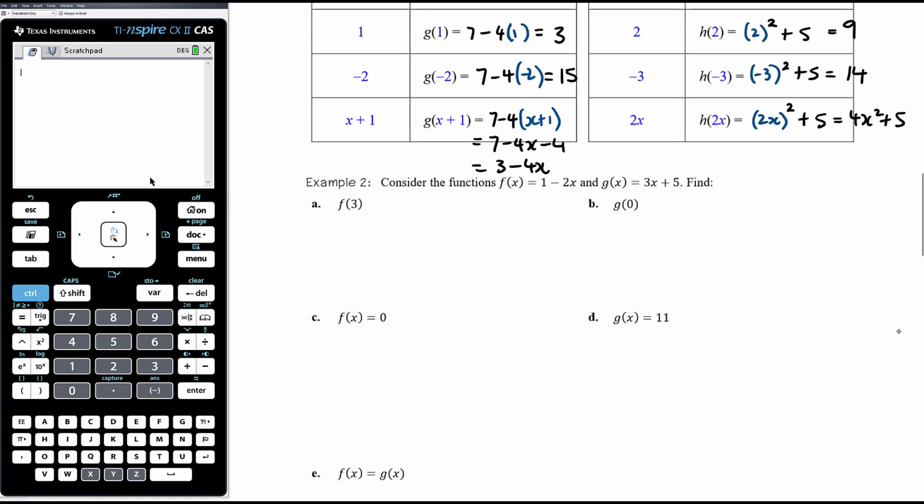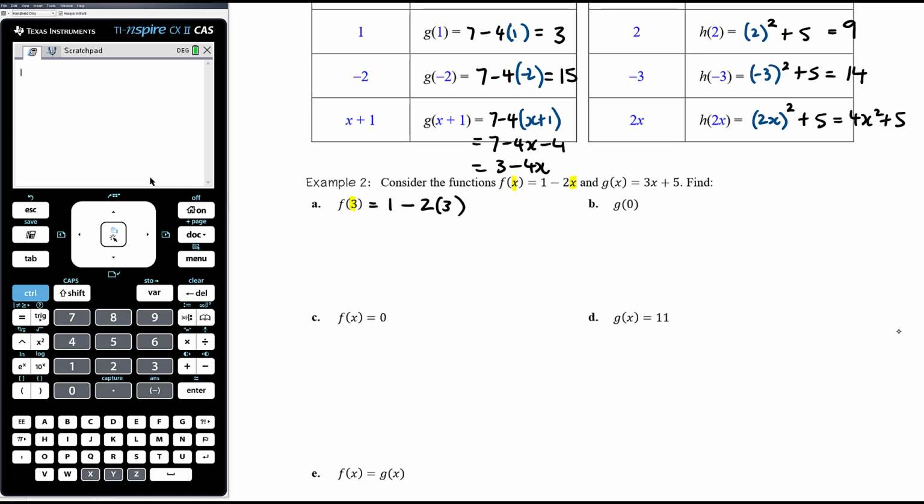Okay, consider the functions f of x equals 1 minus 2x and g of x equals 3x plus 5. So the first question, part A, wants us to work out f of 3. So we're changing the input, changing the x values to be 3. So the rule becomes 1 minus 2 times 3. We're making the x values 3.